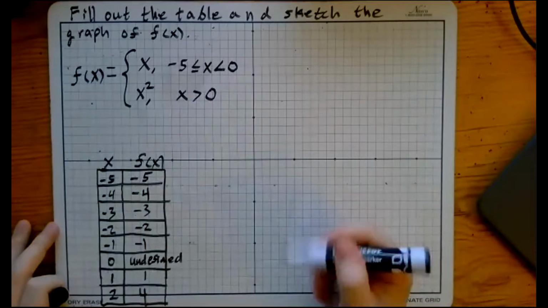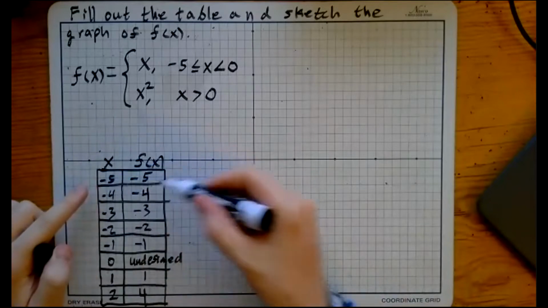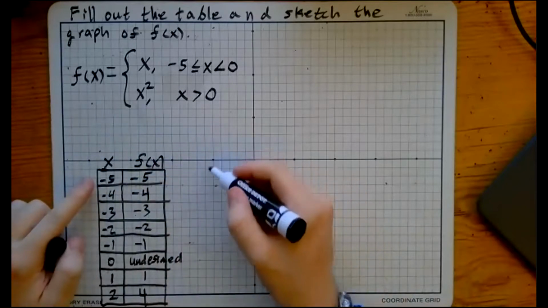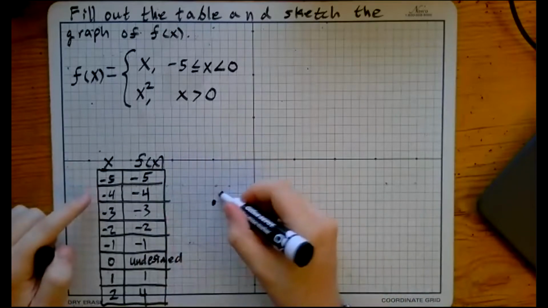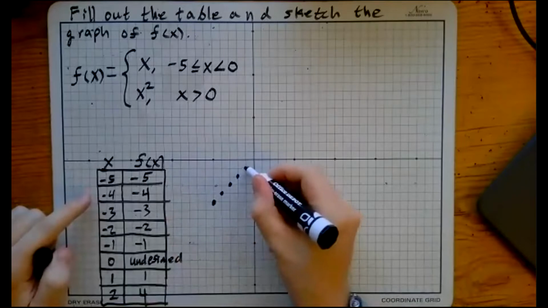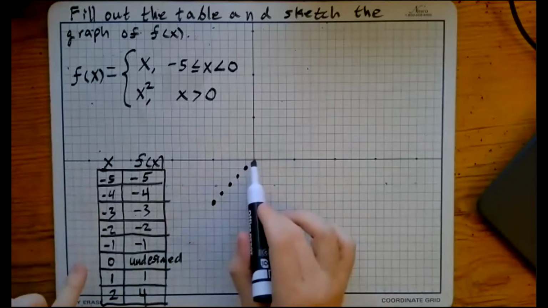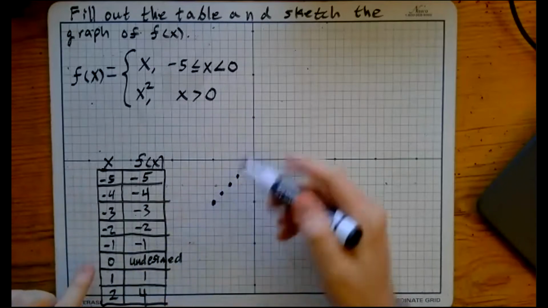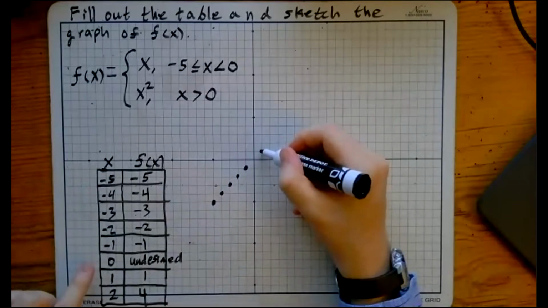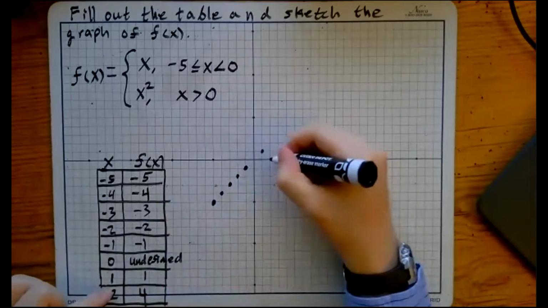All right, so let's graph these points. First is the point negative 5, negative 5. Negative 4, negative 4. Negative 3, negative 3. Negative 2, negative 2. Negative 1, negative 1. But we don't have any point for 0. There's no point to draw at 0 on the x-axis. Now to the right, we have a point at 1, 1, and a point at 2, 4.